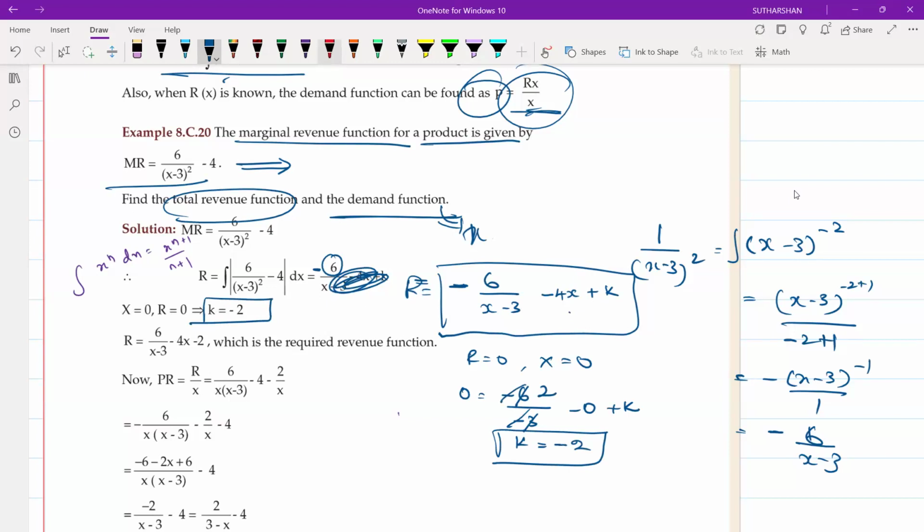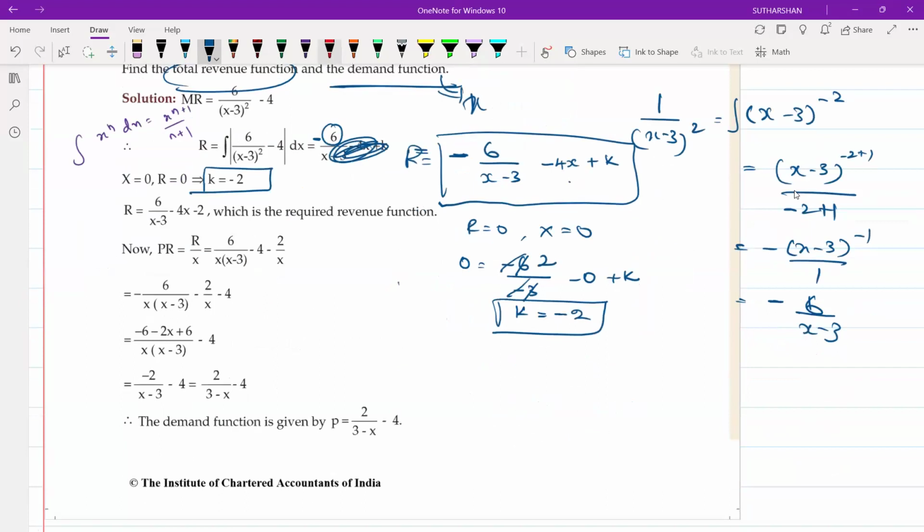R is equal to, entirely you need to change, R is equal to minus 6 by (x minus 3), minus 4x plus 2 is there. Okay, from that we need to find what? The revenue function. I have found the revenue function. From that I need to go for the price.